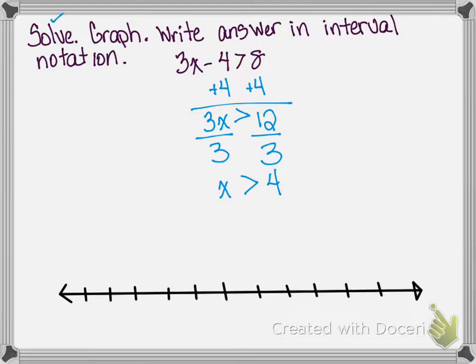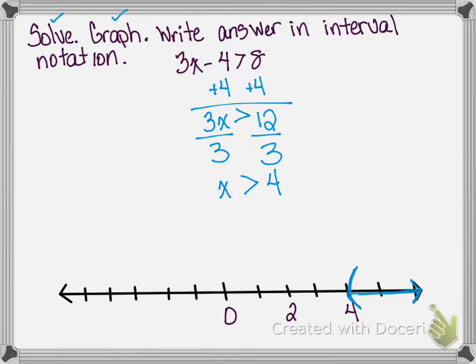My next part is to graph it. So I'm going to put 0 right here, 2, and 4. I'm going to put a parenthesis at 4 because 4 is not included, and I'm going to the right. Okay? That is my graph.